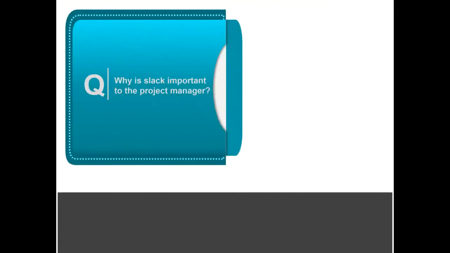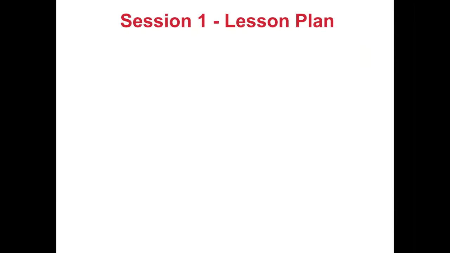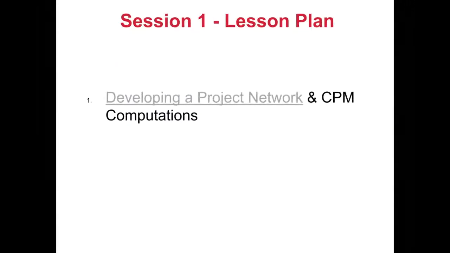Right, so we move to why is Slack important to the project manager. Slack is important because it represents the degree of flexibility the project manager has in rearranging the work and resources. A project network with several near critical parts of little Slack gives the project manager little flexibility in changing resources or rearranging the work. So if your project is based all on critical activities, that is like cast in stone. You can't do anything about it. So Slack is the thing which offers you flexibility so that you could schedule your project.